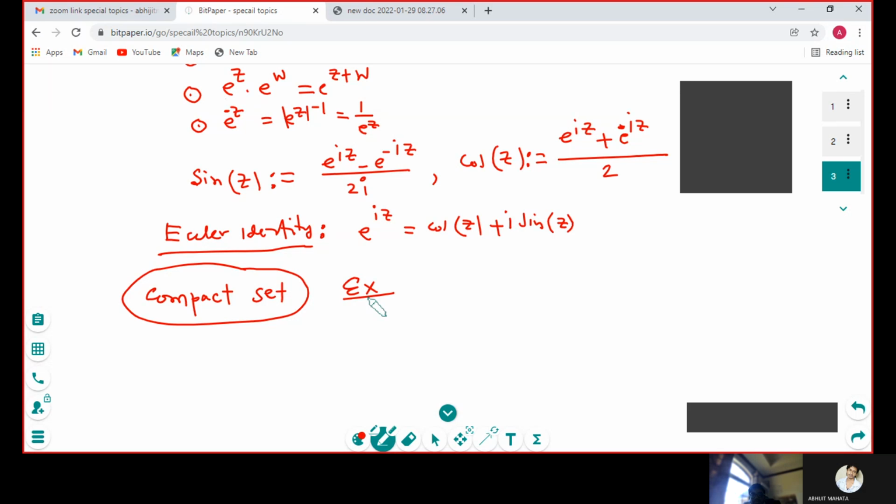Well, it could just be numbers, right? Like negative 3, negative 2, negative 1, 0, 1, 2, 3, 4. Or you could do something with n, like 1 divided by n, where n is equal to all natural numbers. Okay, but compact set means... have you seen this before?